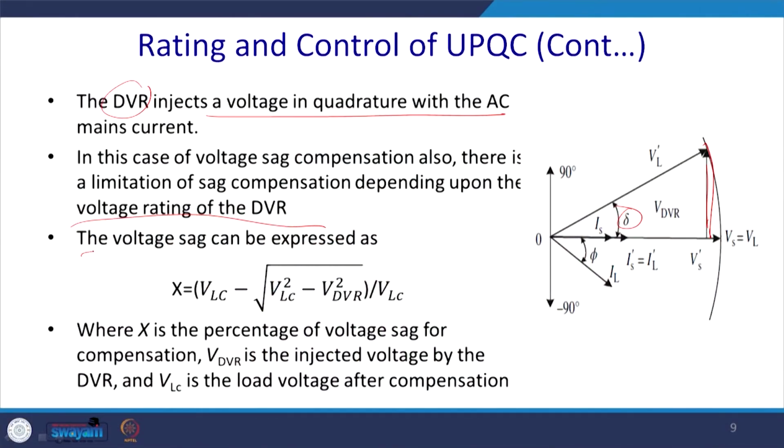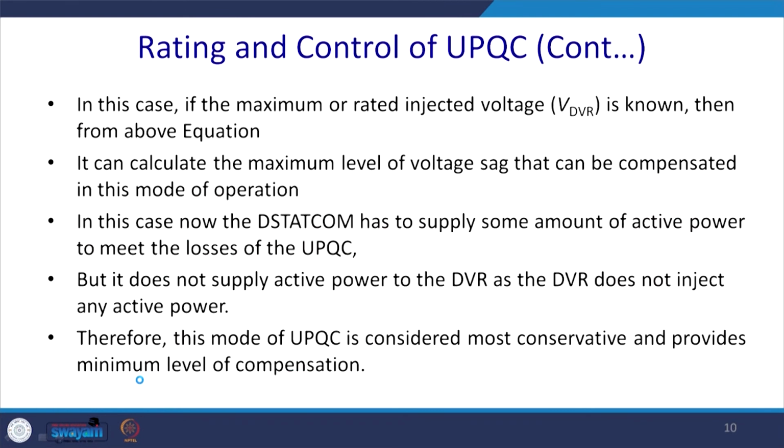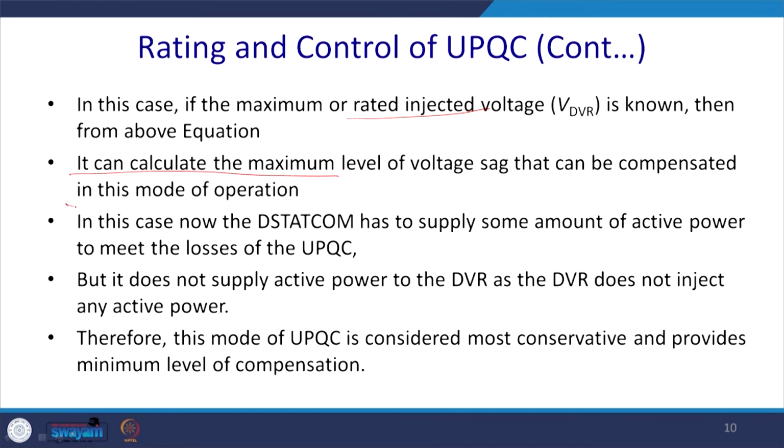So anyway, the voltage sag can be expressed as X = (VLC uncompensated voltage − sqrt(VLC² − VDVR²)) / VLC, where X represents the percentage of the sag compensated by the voltage injected by the DVR, and VLC is the load voltage after compensation. So this is the calculation for mitigation of the sag. In this case, the rated injected voltage is known from the above equation, that is fixed because you have chosen that kind of rating. We can calculate the voltage sag that can be compensated with this mode of operation.